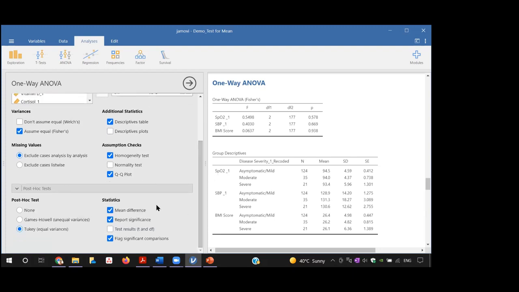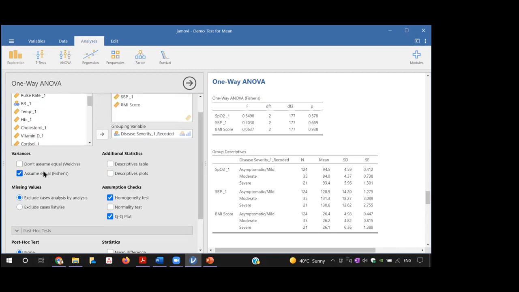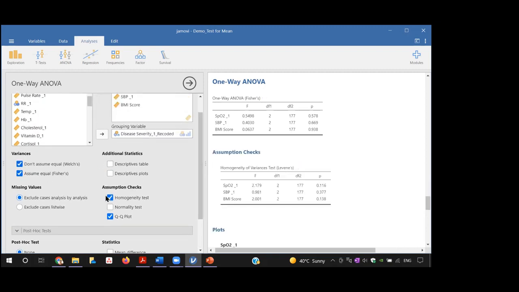Okay. So once you have done this, you check with this QQ plot. Let me uncheck this. Mean difference. This none. And then this descriptive, remove this.